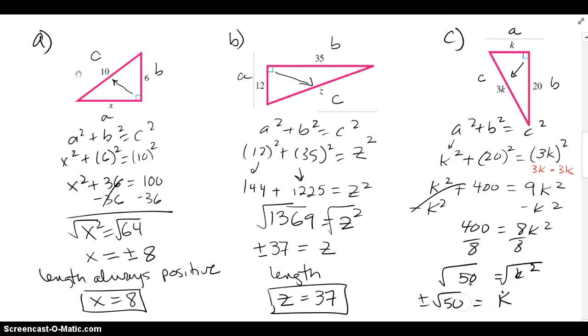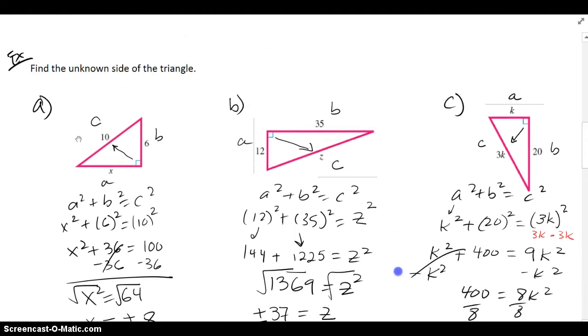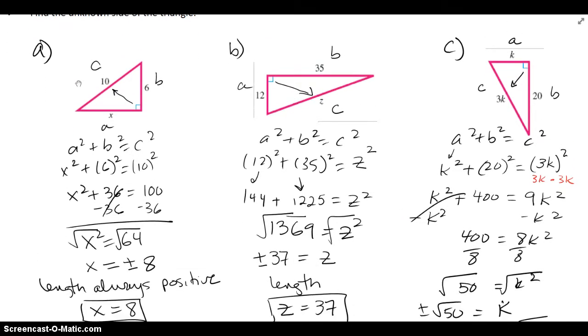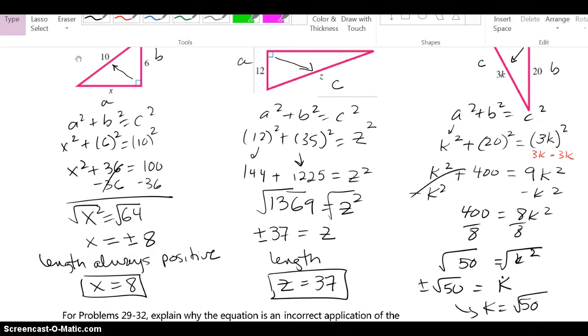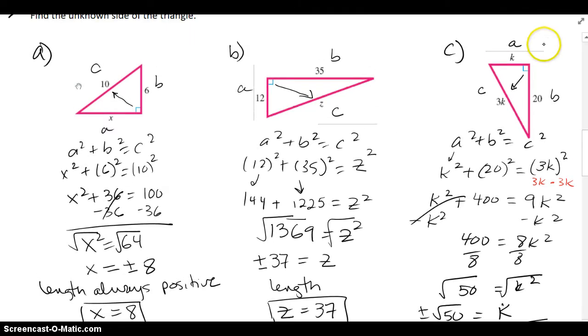And again, I only need to use the square root of 50, because I'm talking about a positive length. But that's just the k value. I have to go find, the direction said, find the unknown side of the triangle. So I have two things that are missing in my picture. I found k to be square root of 50. It didn't say approximate, so I won't. I'll just leave it as is. K is square root of 50.